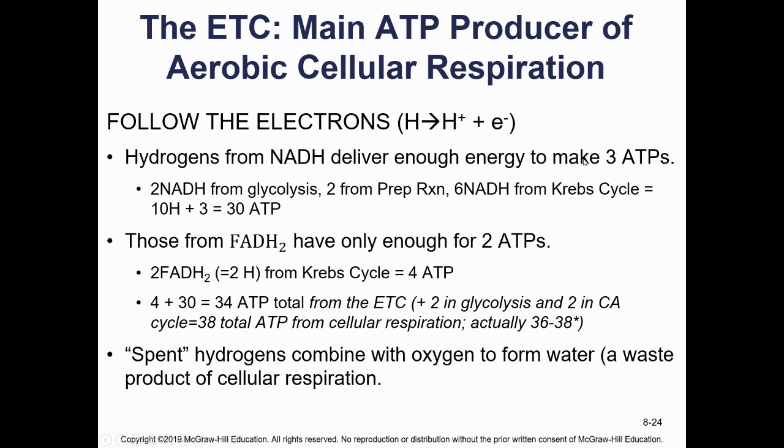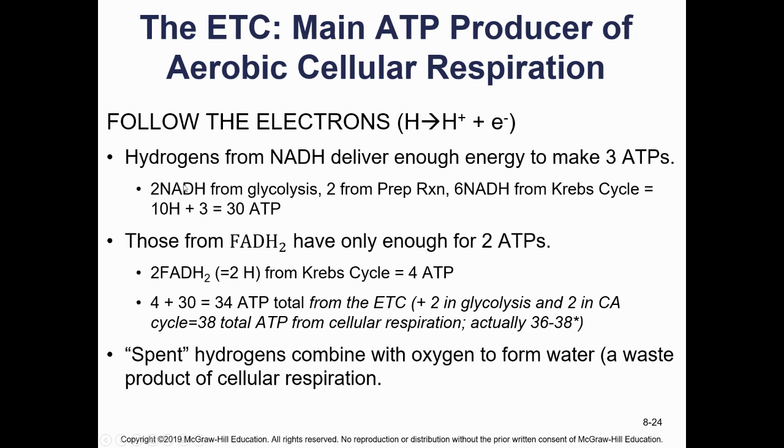So the electron transport chain is my main ATP producer in aerobic cellular respiration. We're going to follow the electrons, and those electrons come from my hydrogens. The hydrogens that my NADH taxi cab delivered are very efficient, and they have enough energy that each one can make 3 ATPs.